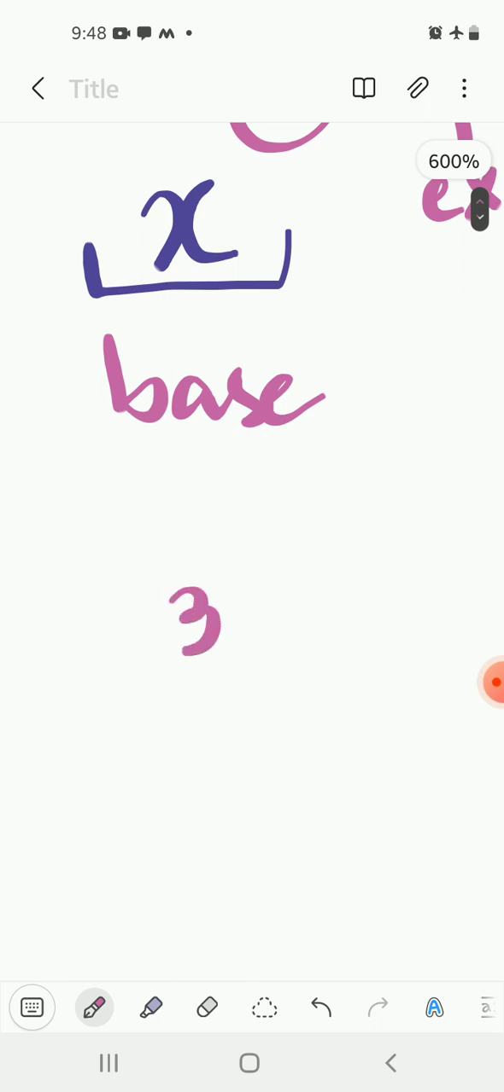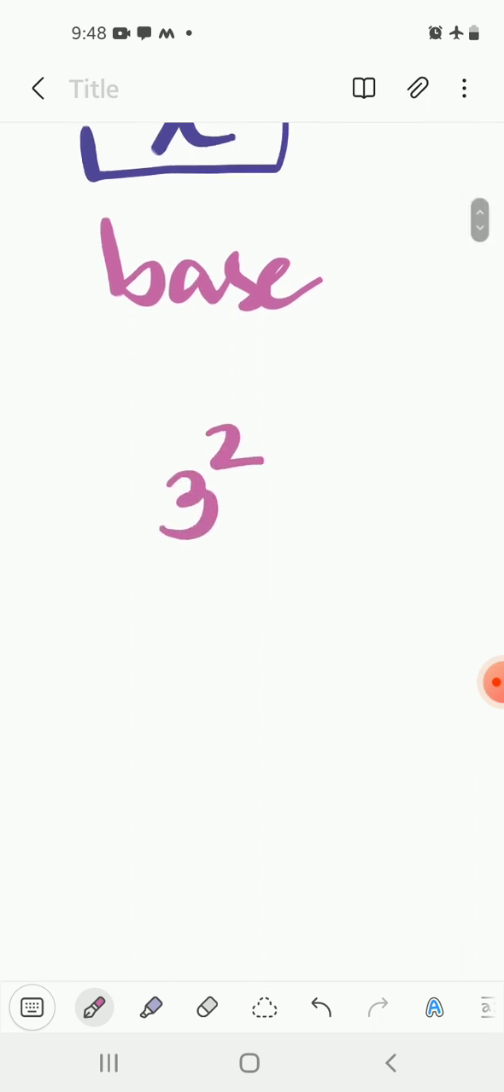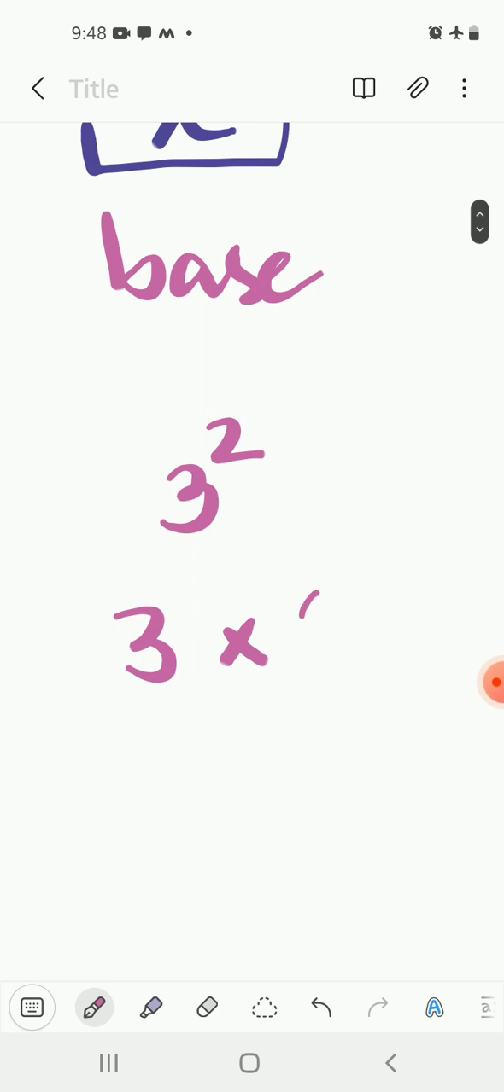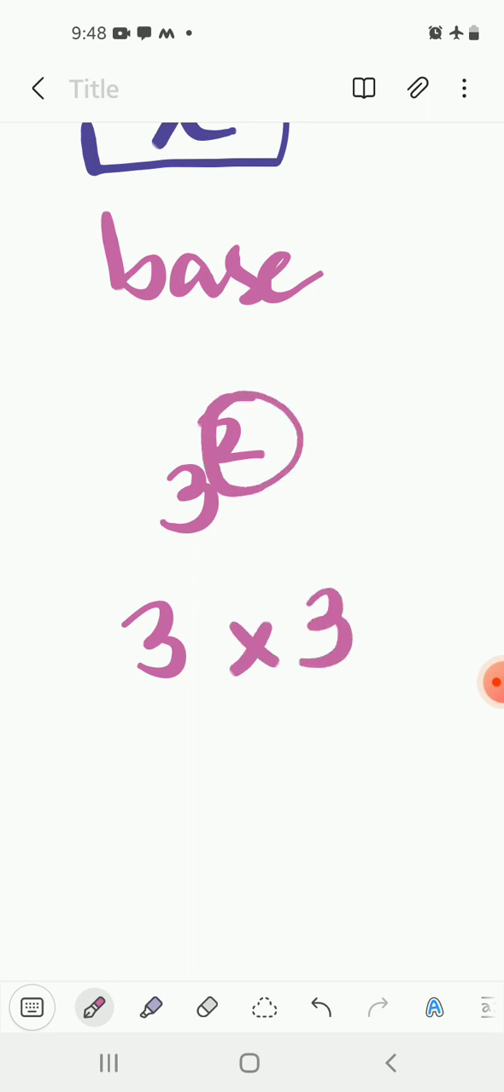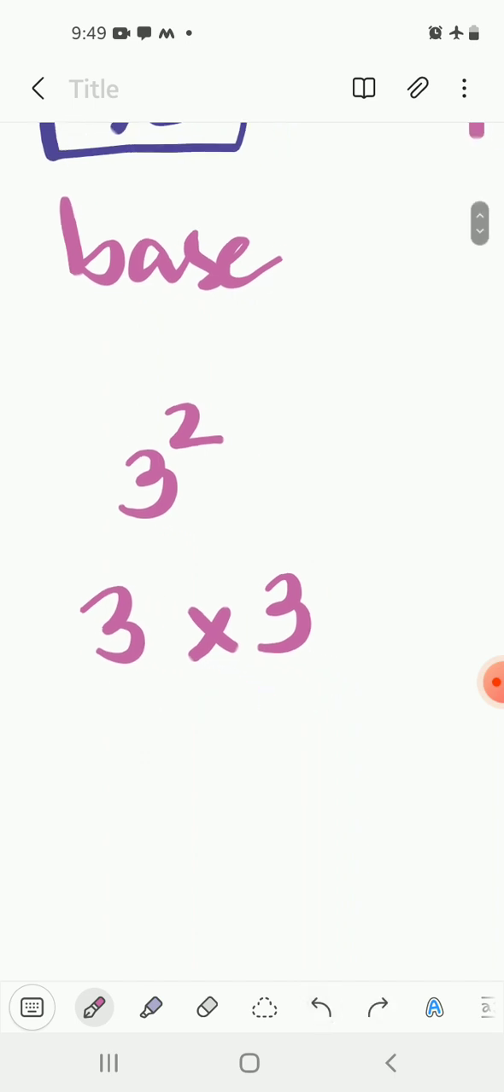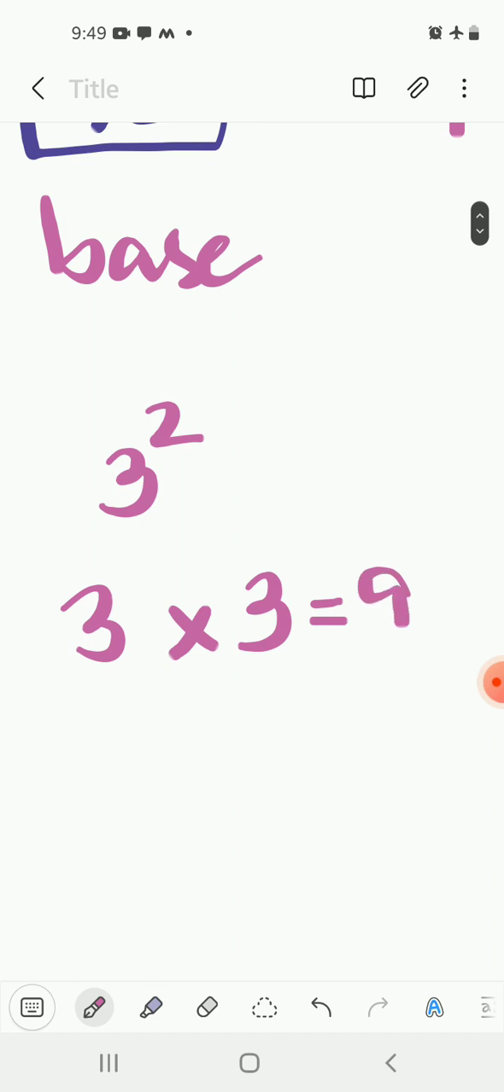For an example, 3 to the power 2. It does not mean 3 into 2. This is a wrong concept. It means 3 into 3, which means 3 needs to be repeated 2 times. So basically power means how many times a number needs to repeat itself. So the answer will be 3 into 3, 9.